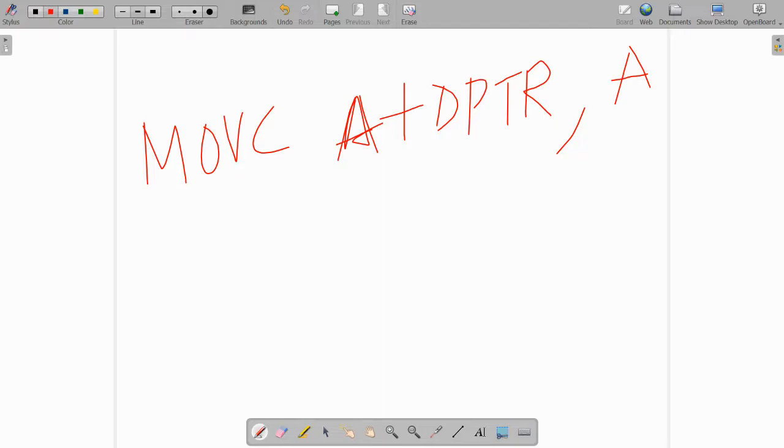Can any one of you tell me why not? Destination is always accumulator. Something more on that? Can you comment? If I write here MOVC @A+DPTR, A, as simple as it is, the DPTR is of 16 bits, and the accumulator is of 8 bits.